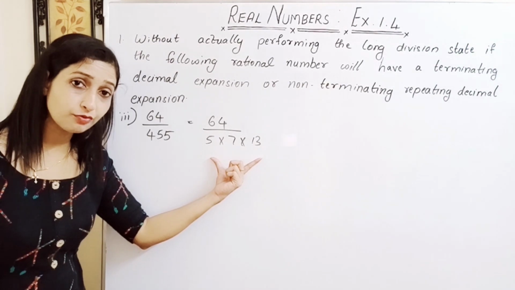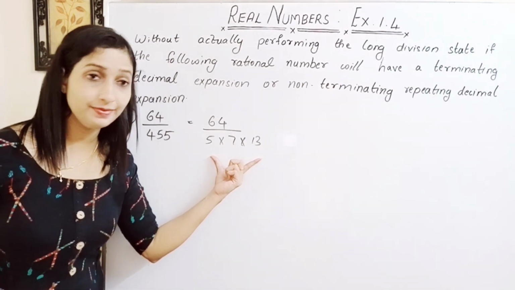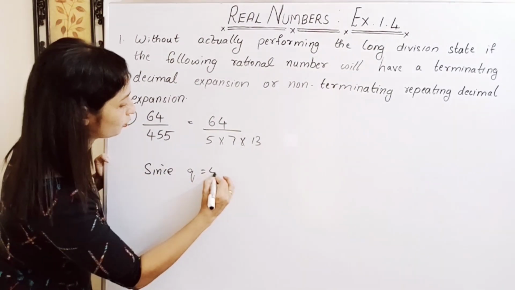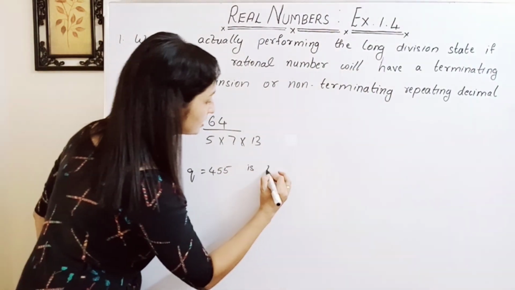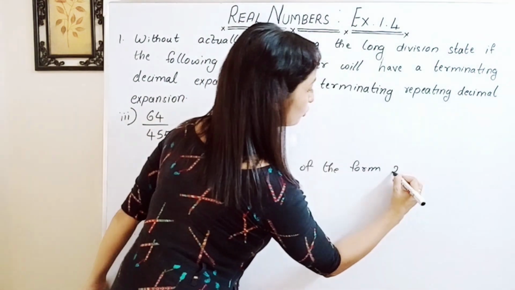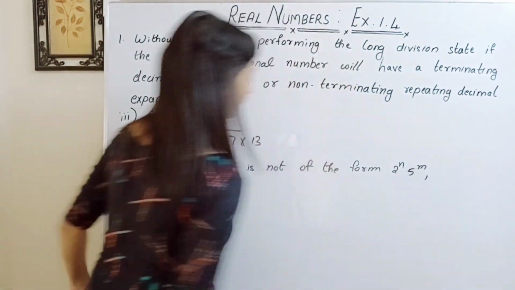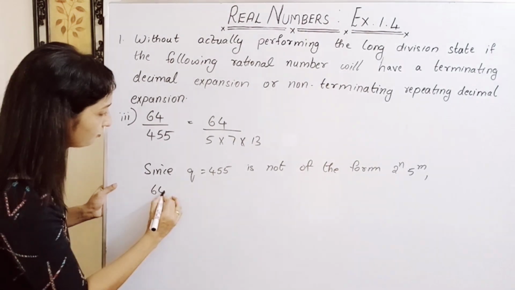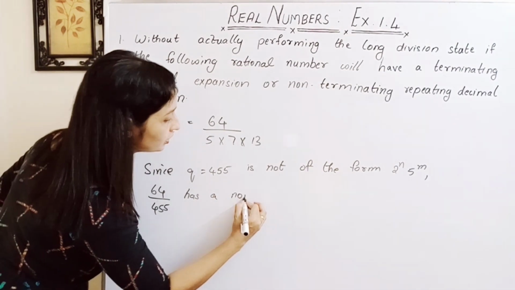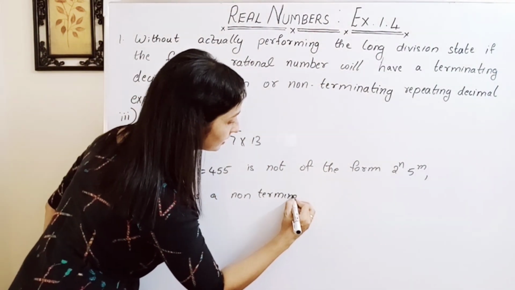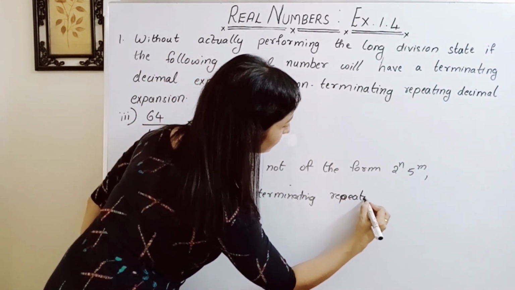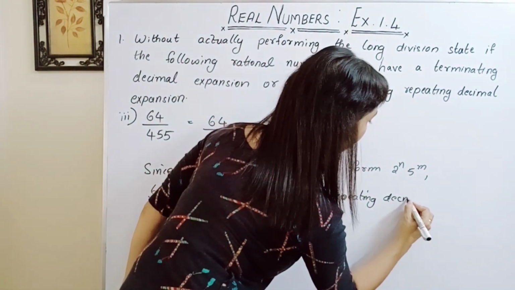Now, is this of the form 2 raised to n into 5 raised to m? No. So, how do you write? Since q is equal to 455 is not of the form 2 raised to n into 5 raised to m, 64 by 455 has a non-terminating repeating decimal expansion.